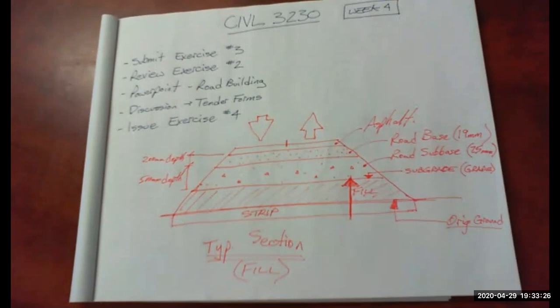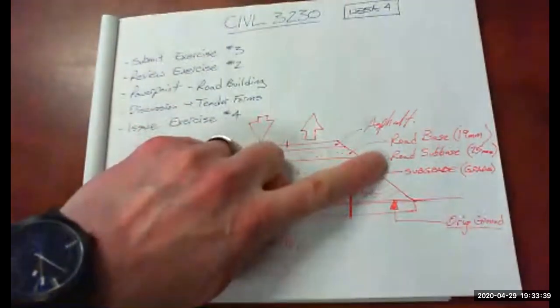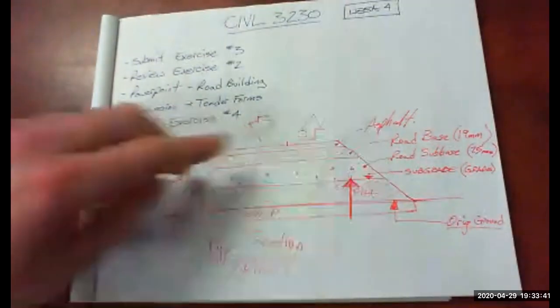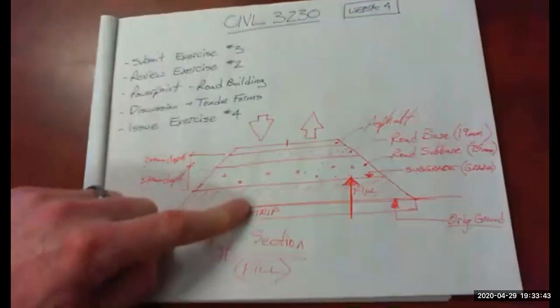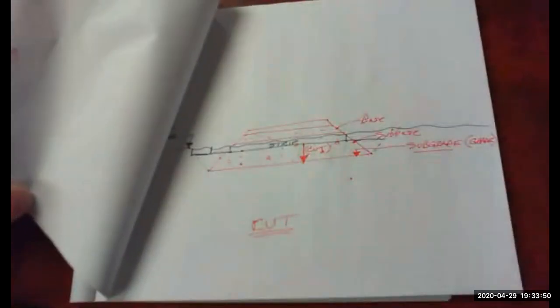Again, the contract will tell you in the specifications what materials you're allowed to use where. So it'll tell you what kind of gravel to use for your road base. It'll tell you what kind of gravel you need to use for sub base. It will tell you what to use for subgrade fills. Okay, same thing on this section.